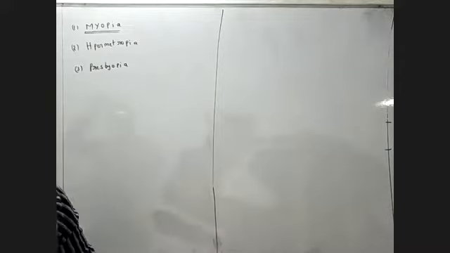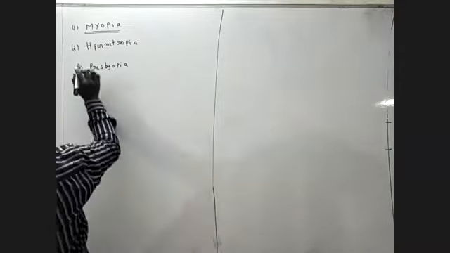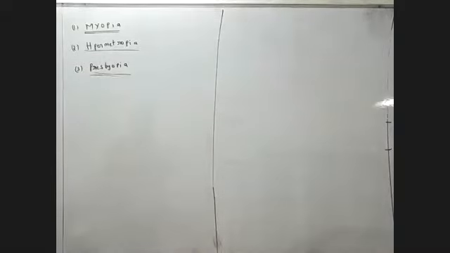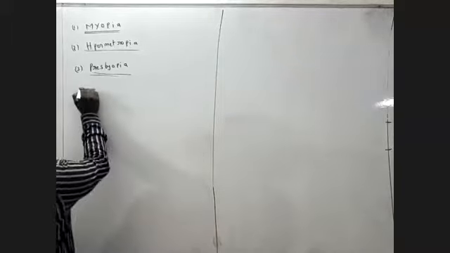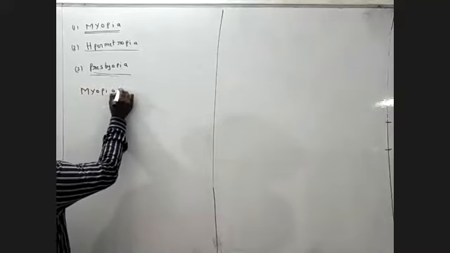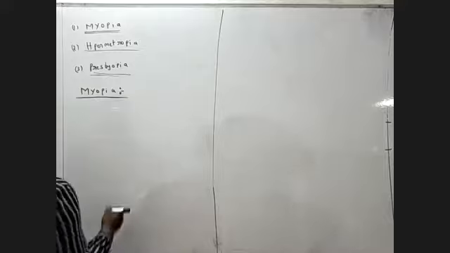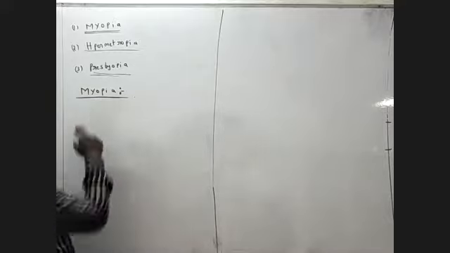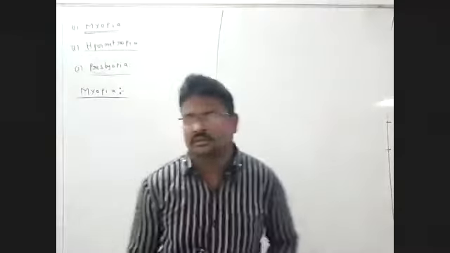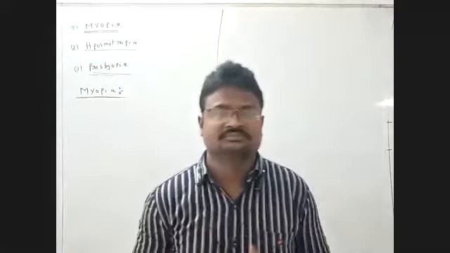So we have three defects: myopia, hypermetropia, and presbyopia. First, I'm going to explain myopia. This is myopia.